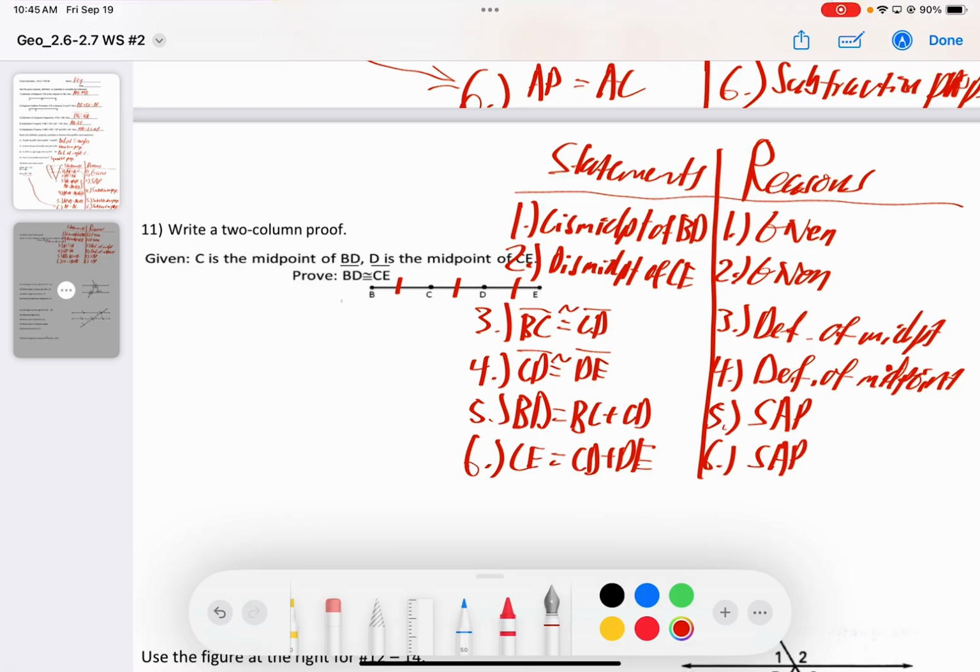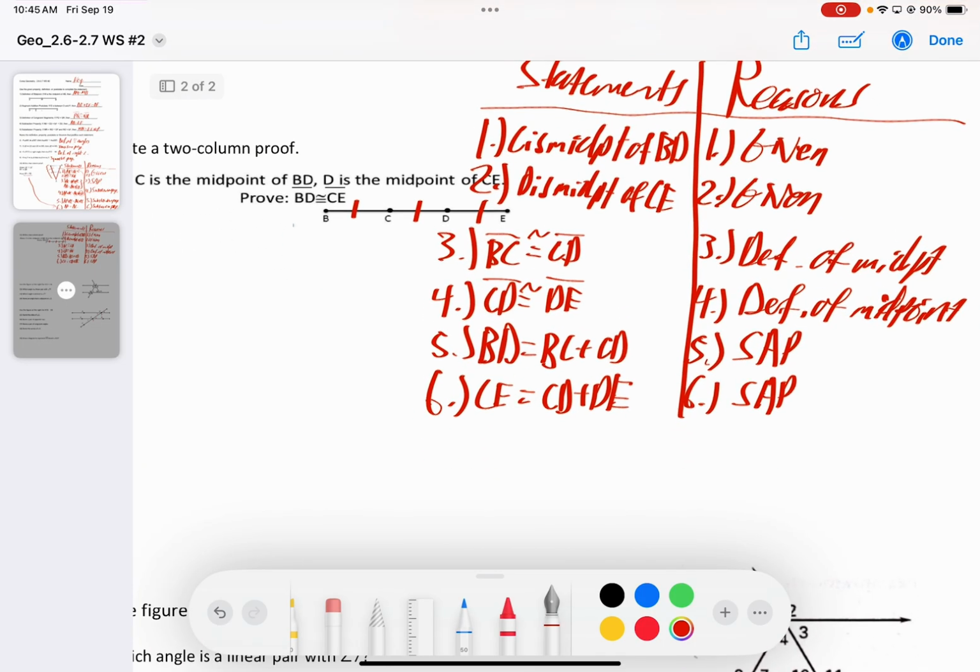Okay, so now what I want to do is I need to somehow show that BD is equal to CE. Well, I know that BC plus CD equals BD, and I know that CD plus DE equals CE. What's repeated between these two statements right here? CD, right? So I got to use that somehow, the fact that CD is repeated, okay?